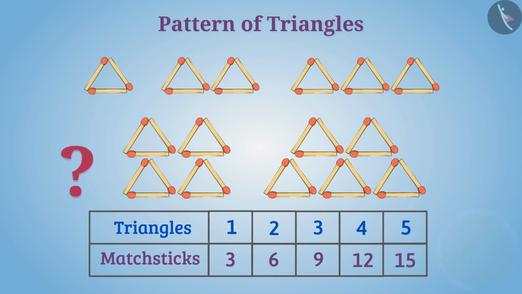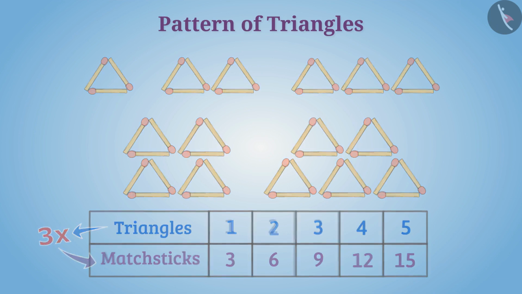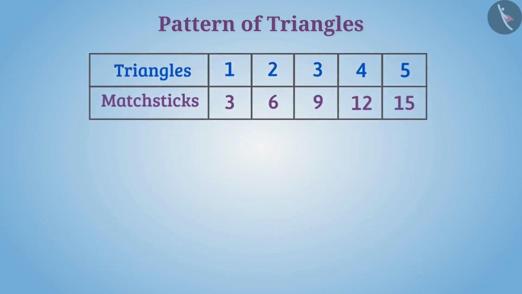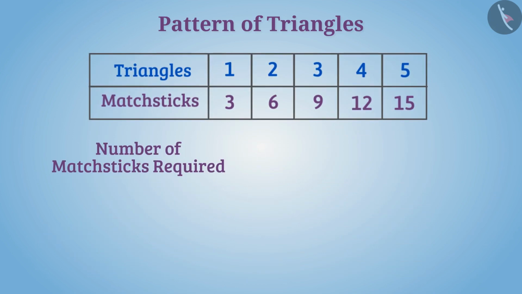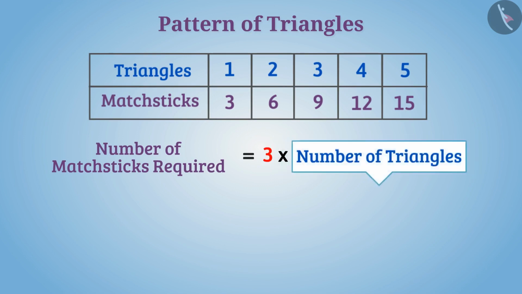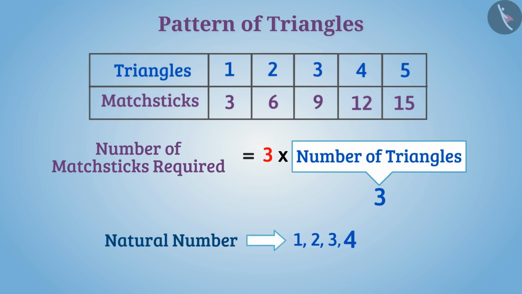By looking carefully, you will notice that the number of matchsticks is 3 times the number of triangles. With this understanding, the rule for the pattern of triangles can be given as: number of matchsticks required is equal to 3 multiplied by number of triangles. Here, the number of triangles can be 1, 2, 3 or any natural number.